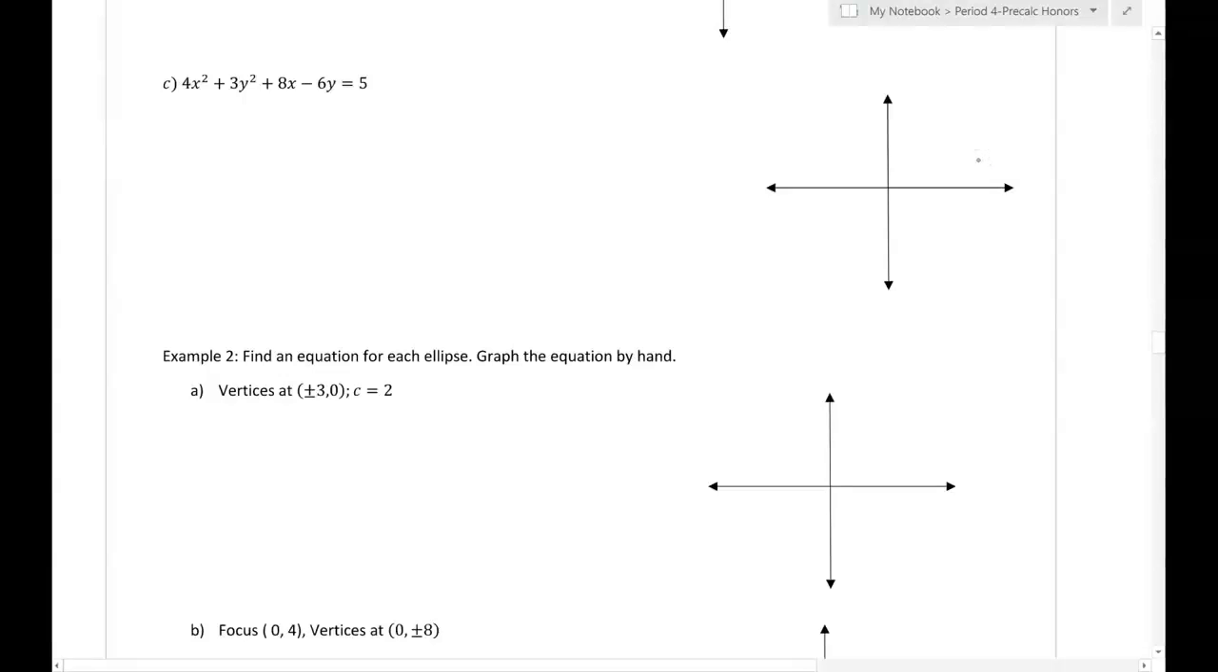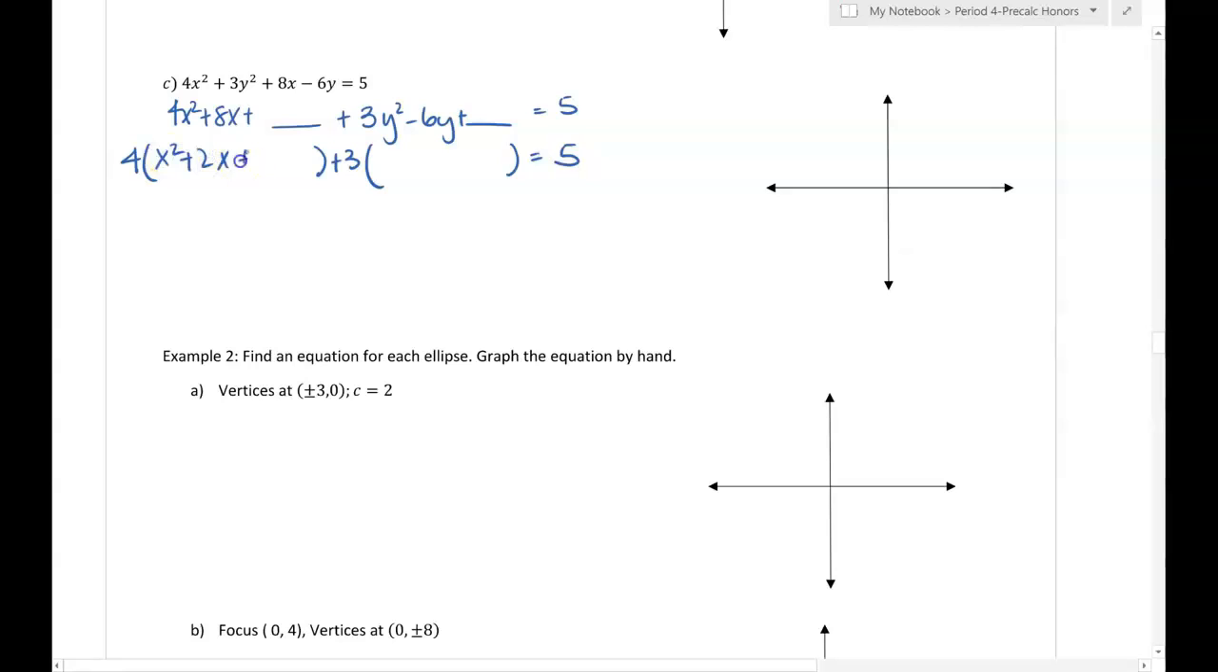All right, 1C, looks like you need to do a little bit of completing the square. Let's put all the x's together first. x squared plus 8x plus a blank space. And then 3y squared minus 6y plus a blank space equals 5. Now, before you can fill in your blank, we have to factor out your leading coefficient. All right, I took out a 4, so this is x squared plus 2x plus a blank. I took out a 3 on the y, so this is y squared minus 2y plus a blank.